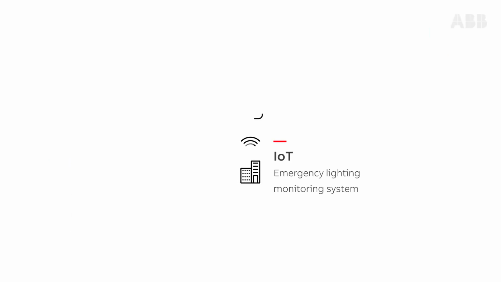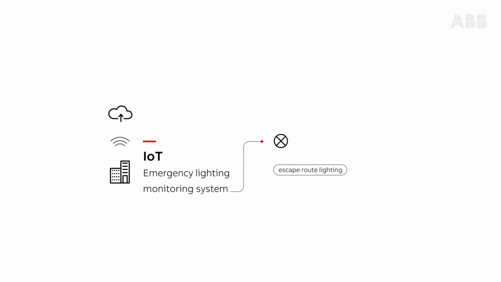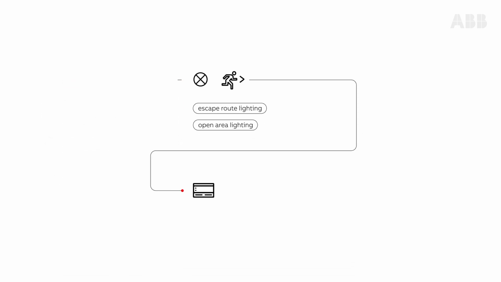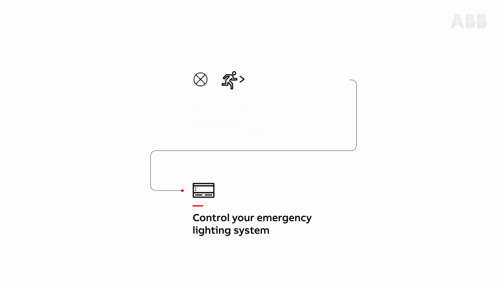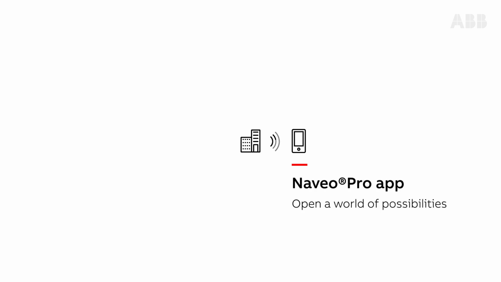What is a connected IoT emergency lighting system? It's a smart escape route and open area lighting to an application that allows you to control your emergency lighting system with simple touches of the screen on your mobile device. The Naveo Pro app opens a world of possibilities for your business. You can increase productivity, reduce testing costs, and gain access to real-time data.